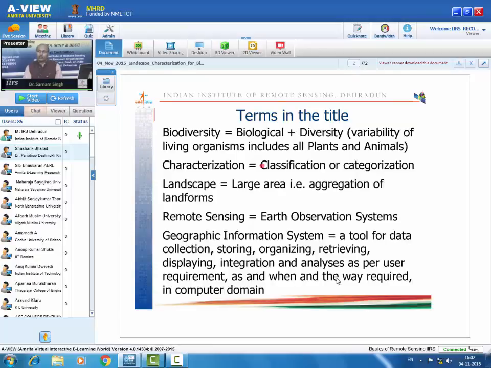It can be angiosperms, higher plants, all the ferns, pteridophytes, bryophytes, gymnosperms, they all are part of the plant kingdom. Similarly, in animals, starting from bacteria or virus to the largest animal, let us say elephant or rhinoceros, even including human beings, we are all part of the biodiversity. The second term is characterization.